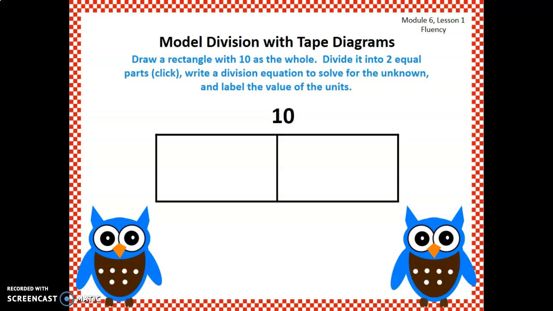10 divided by 2, let's count by 2s till we get to 10. 2, 4, 6, 8, 10. Oop, I was doing it on my fingers, and that was 5 fingers. So I know 10 divided by 2 equals 5.